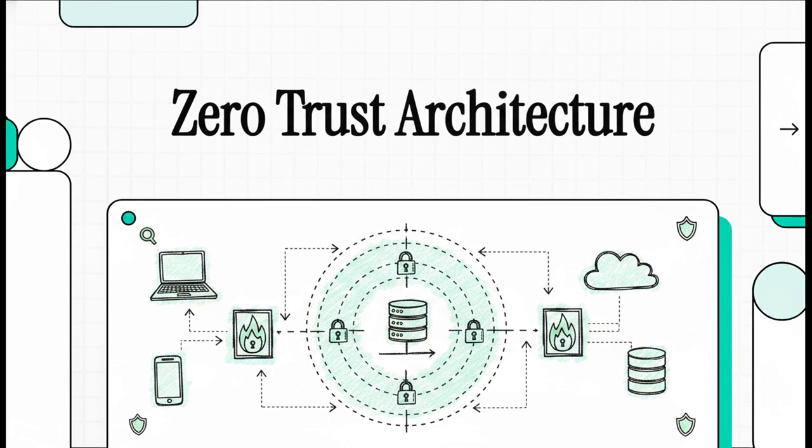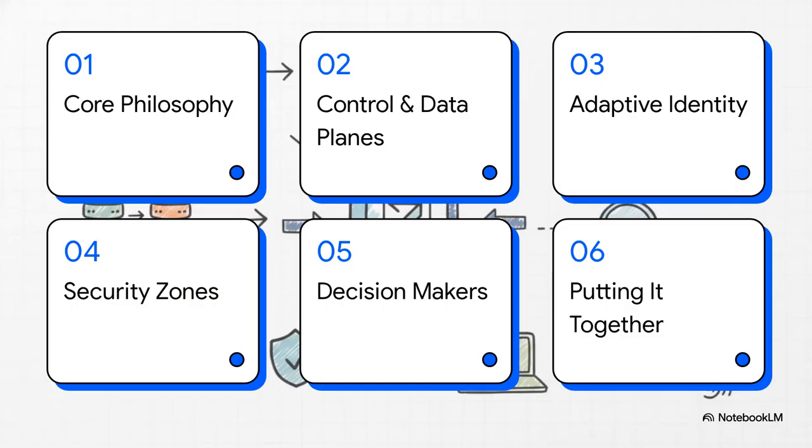If you're gearing up for your CompTIA Security Plus exam, specifically Objective 1.2, or you just really want to wrap your head around the modern gold standard of network defense, well, you're in exactly the right place. We're going to break down this whole complex architecture and make it visually intuitive and, more importantly, super easy to remember. So here's our roadmap for today.